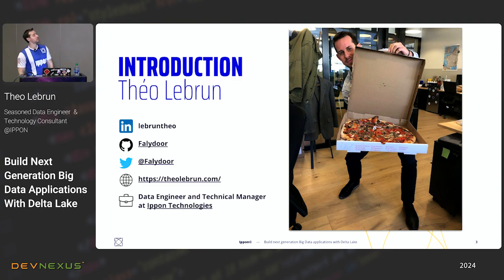So yeah, first start with the introduction. My name is Theo Lebrun. I'm a data engineer and technical manager at Epon Technologies. I currently live in New York, so you can see I really like pizza and New York style pizza. I don't know if it's a big thing in Atlanta, but in New York, we're pretty big on the pizza scene. If you want to connect with me, you have my LinkedIn, my GitHub, Twitter, and also my personal website. And for the little story, I used to be a software engineer, doing a lot of Java, Spring Boot applications. And then I think 2-3 years ago, I switched to data.